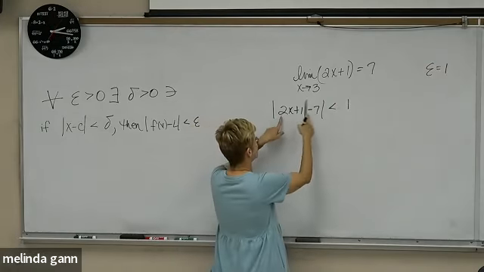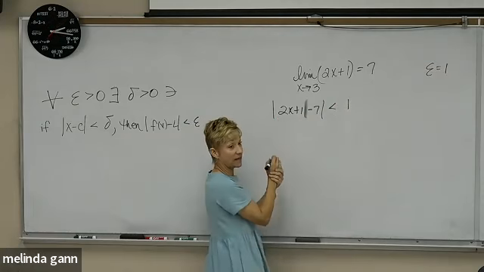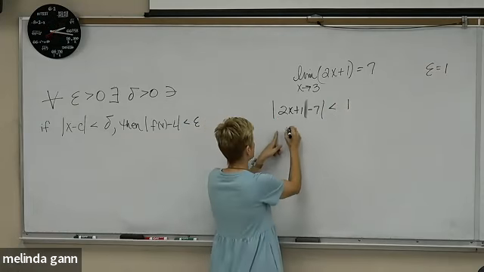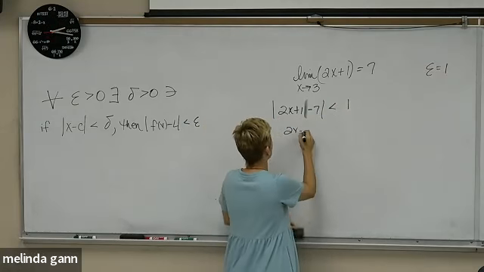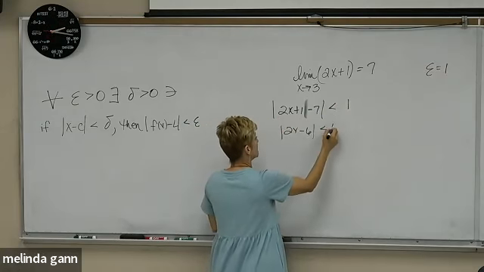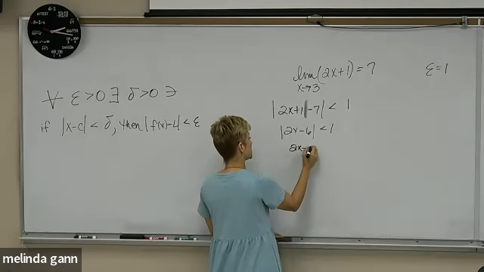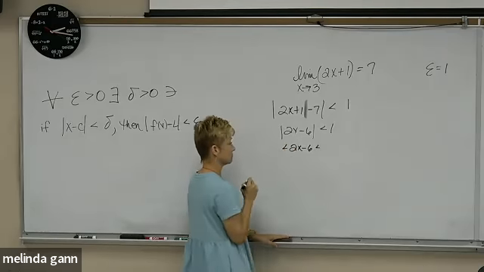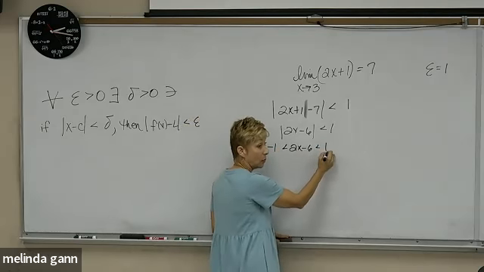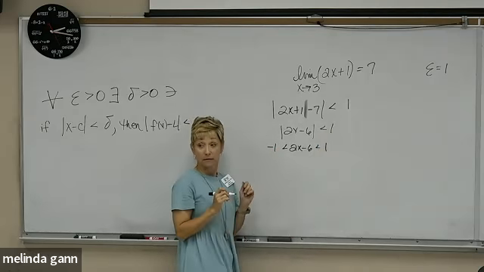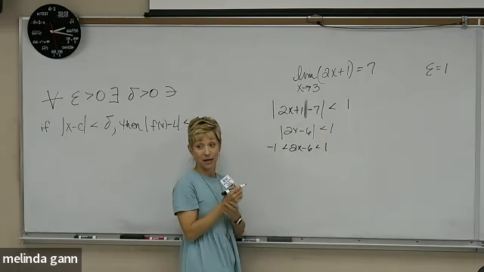All right, so what does this mean? Well, first of all, can I simplify the inside? So that's 2x minus 6 is less than 1. So what does that mean? What's 2x minus 6 going to be between? Negative 1 and 1. Does everybody see why? That's why the absolute value is on the review sheet.